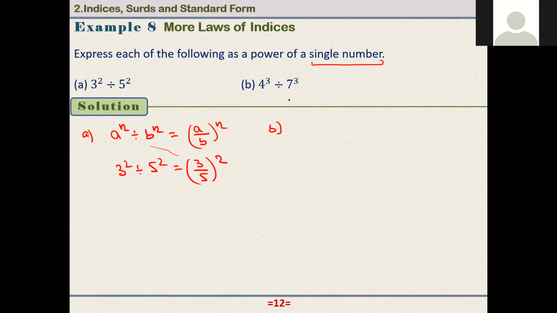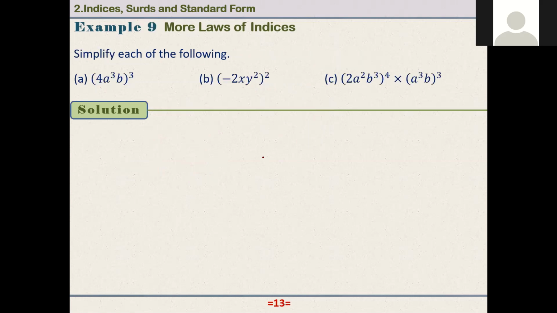And B, how about here? That is equal to, exponents are the same. We can write it as 4 over 7 to the power 3. It's a single number. The last example for today, simplify each of the following.